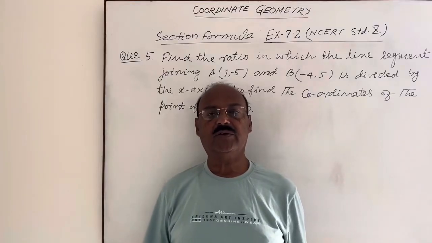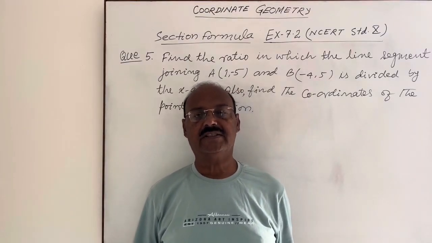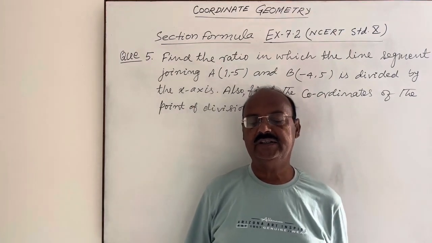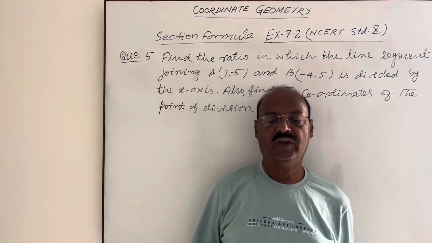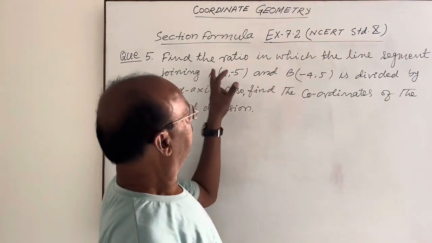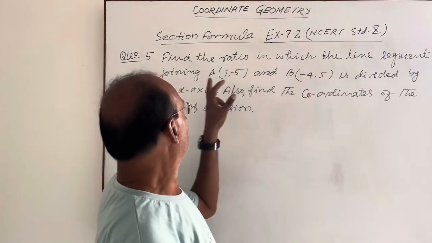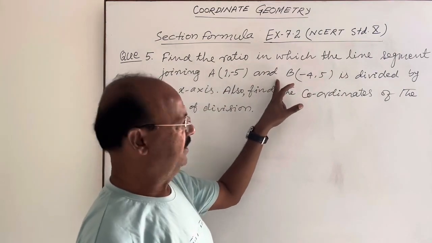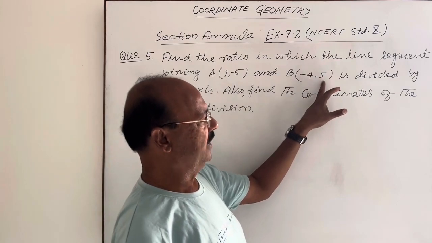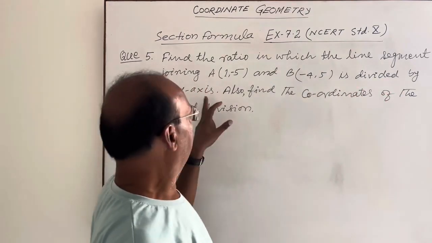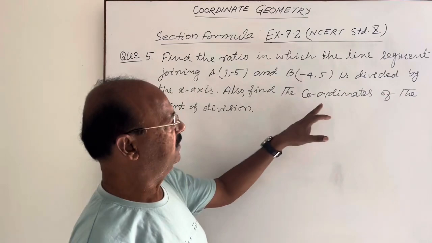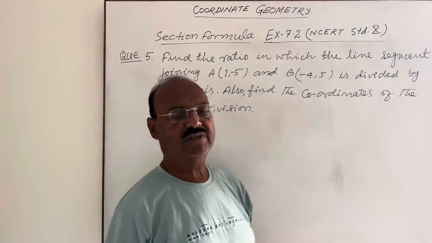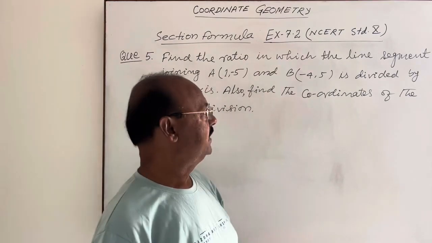Here we are discussing question number 5 of exercise 7.2 from the chapter of coordinate geometry. Topic is section formula. Here the question is, find the ratio in which the line segment joining A(1, -5) and B(-4, 5) is divided by the x-axis. Also find the coordinates of the point of division. We can solve this question very easily with the help of section formula.